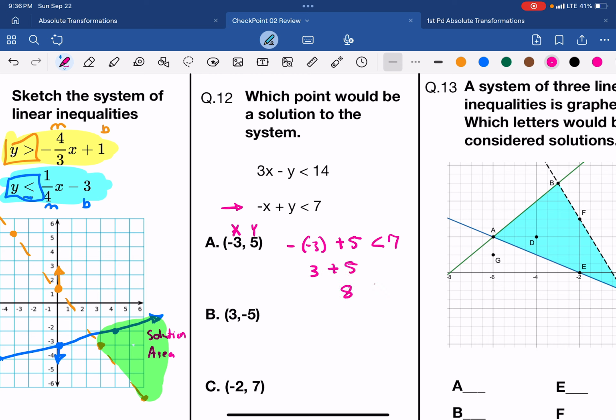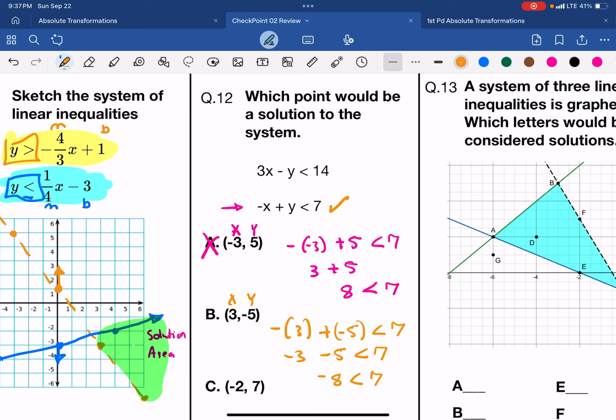Our x is 3, plus -5 is less than 7. Plus -5 is -5. -3 minus 5 is -8. Is -8 less than 7? Of course. Every negative number is going to be smaller than the other one. So, that's checked. But I can't say it's a solution if it doesn't work for the other one.